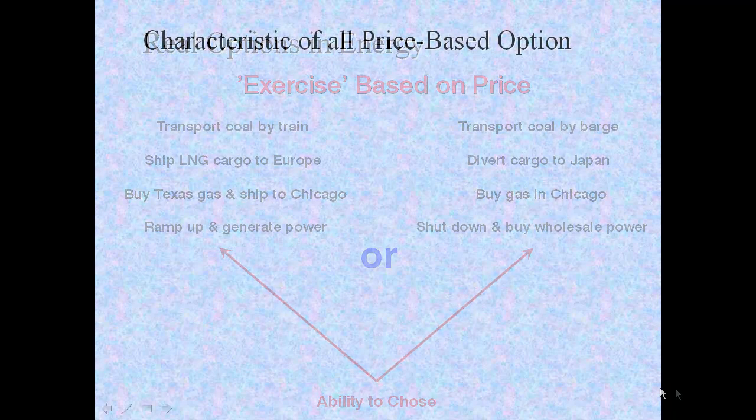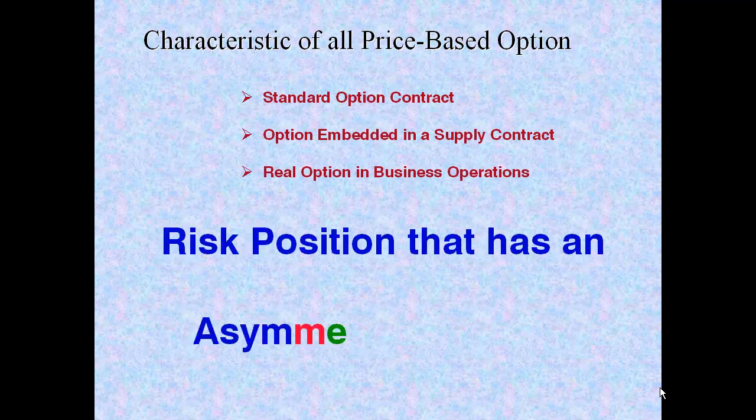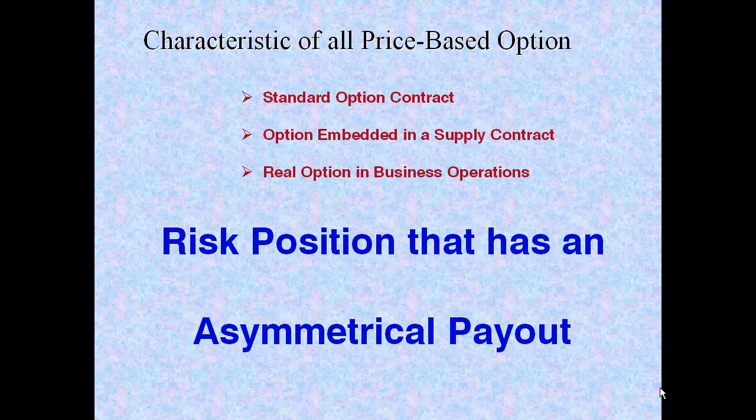But regardless of what form a price-based option takes, be it an explicit put or call option contract, or an option embedded in a supply contract, or as a real option in business operations, they'll all have this one common characteristic. A plot of its payout will be asymmetrical. So what the heck is this thing, this asymmetrical payout? Let's see if we can get a grasp of risk symmetries and asymmetries.